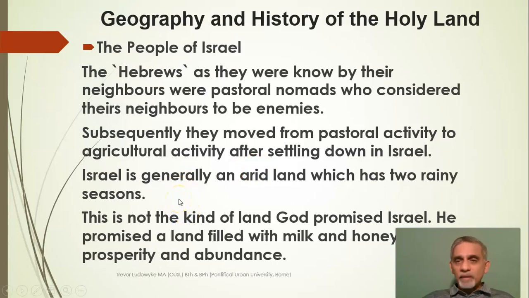Subsequently, they moved from pastoral activity to agricultural activity after settling down in Israel in particular, because Israel had the opportunity of agriculture more than pasture. Israel is generally an arid land, therefore not much pasture, but it has 2 rainy seasons, and that gives the opportunity for agricultural activity. God promised a land filled with milk and honey, meaning prosperity and abundance.